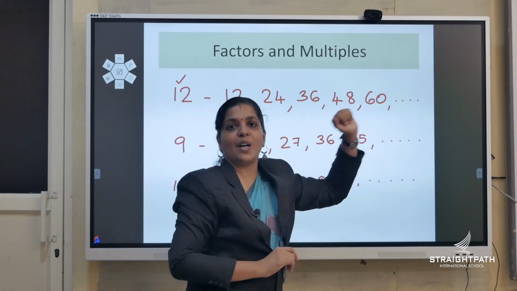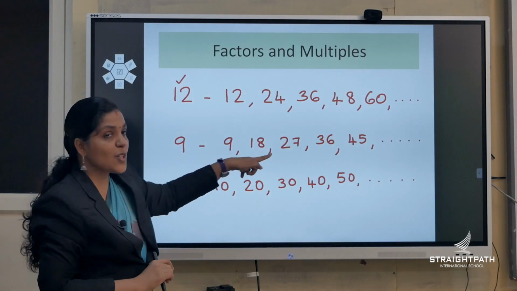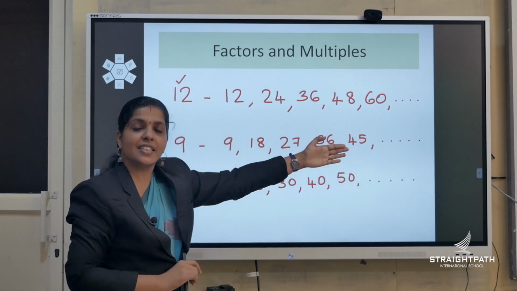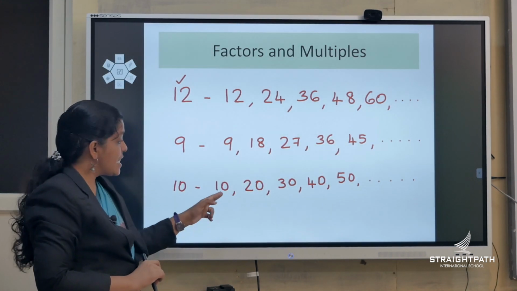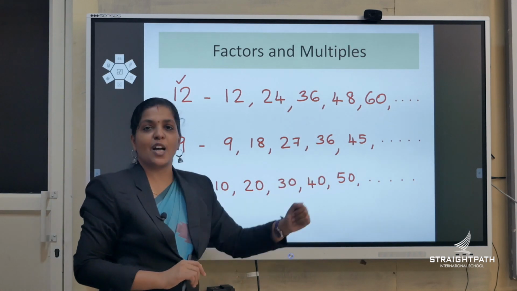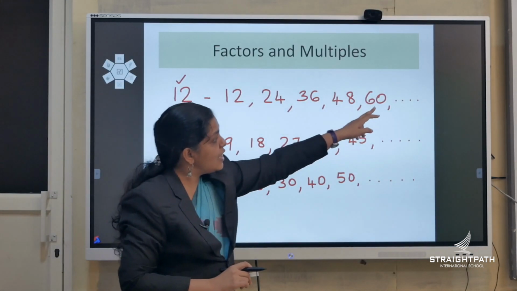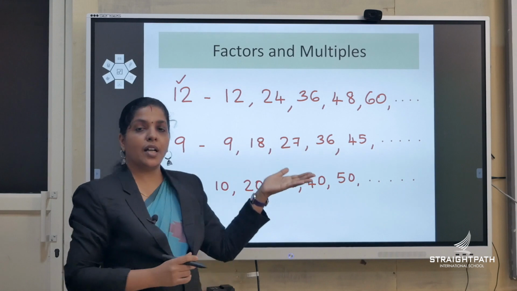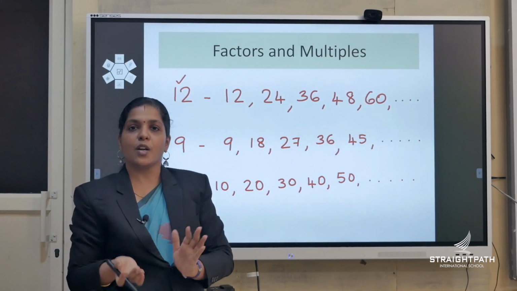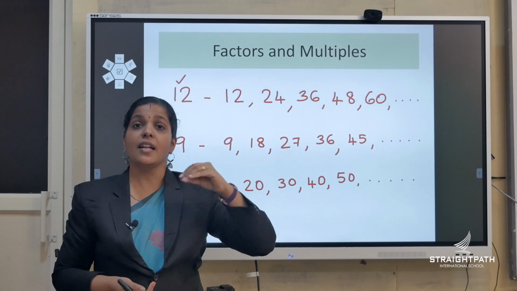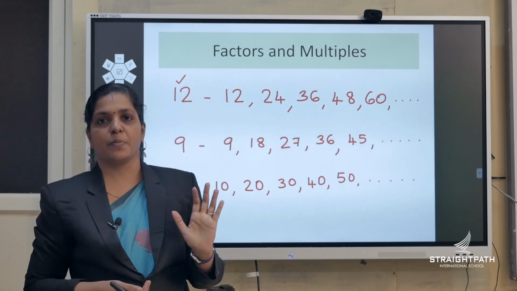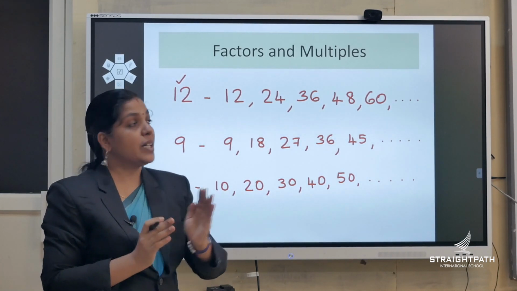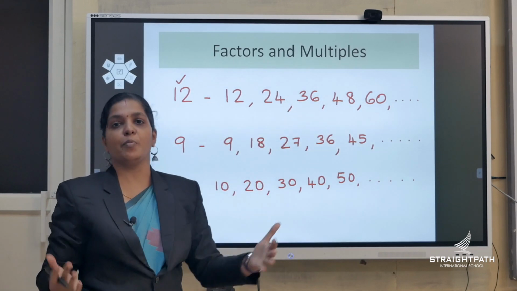60, etc. Here I have also written the multiples of 9: 9, 9 2s are 18, 9 3s are 27, 9 4s are 36, etc. Then see multiples of 10: 10, 20, 30, 40, 50, etc. When we write the dots, that means it is not ending, it goes on. 12 into 100 is also a multiple. 12 into 1000 is also a multiple. So multiples are endless. You can write n number of multiples, but factors are limited. We have seen that the factors of 12 were only 6, but for the multiples, as I have put the dots, there are n number of multiples.